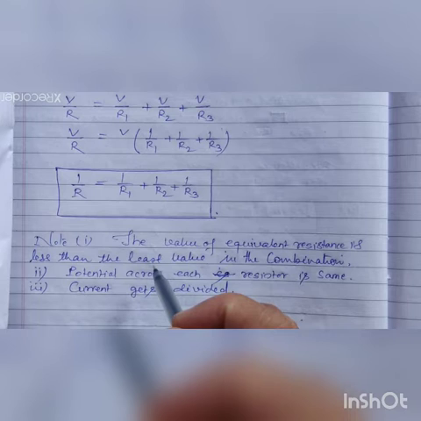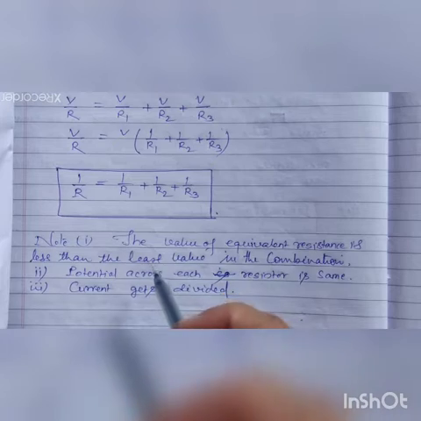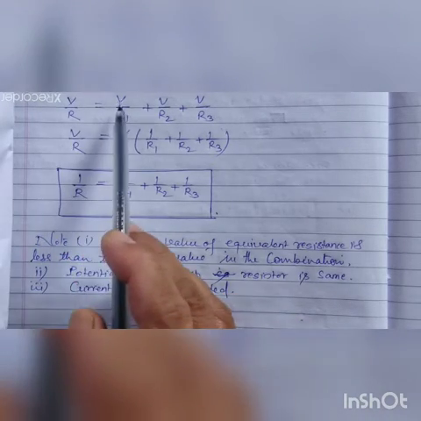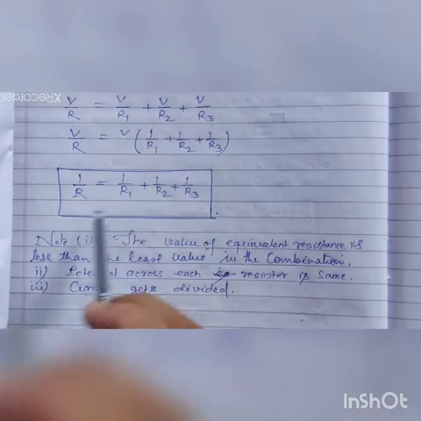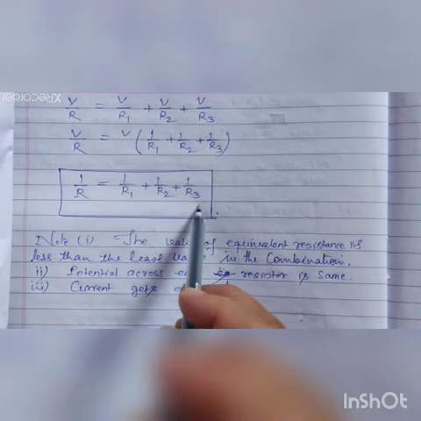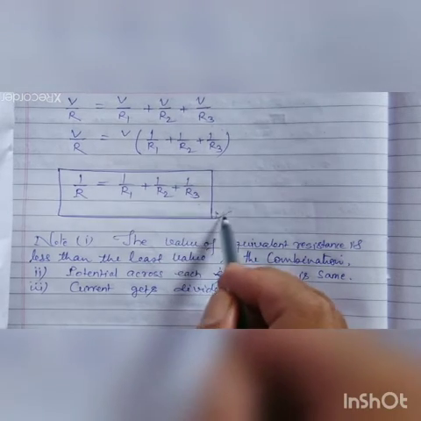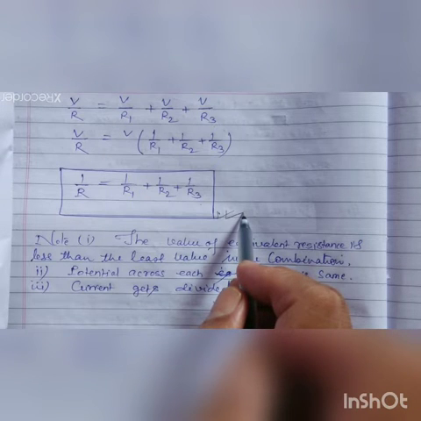Substituting the values of I, I1, I2, I3 in the equation I is equal to I1 plus I2 plus I3, we will get V by R is equal to V by R1 plus V by R2 plus V by R3. Simplifying, we get 1 by R is equal to 1 by R1 plus 1 by R2 plus 1 by R3. So this gives us the formula using which we can find out the equivalent resistance of the resistors which are connected in parallel.